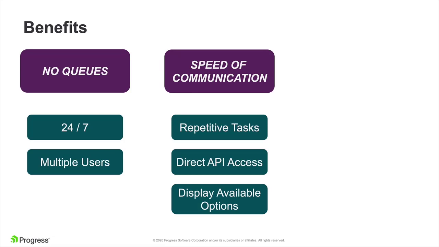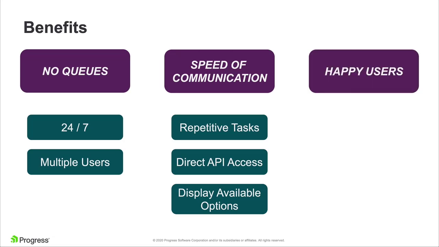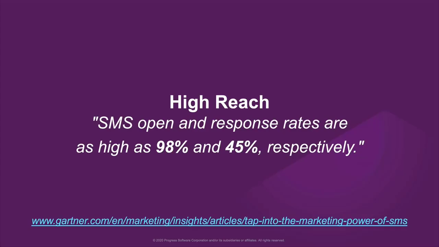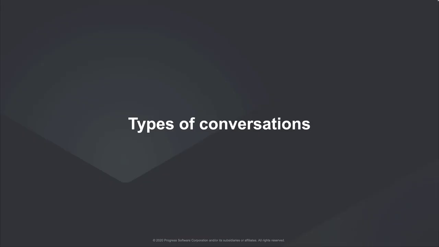To make it better, they can also display available options to the user so that the user can very quickly choose which option works best for them. As a result, you get a ton of happy users. Another reason why you might want to go for a mobile-based chatbot is their excellent open and response rate. According to Gartner, we are looking at 98 and 45% respectively for the open and response rate, which is pretty impressive. Next, let's talk about the two different types of conversations that your chatbot could have.